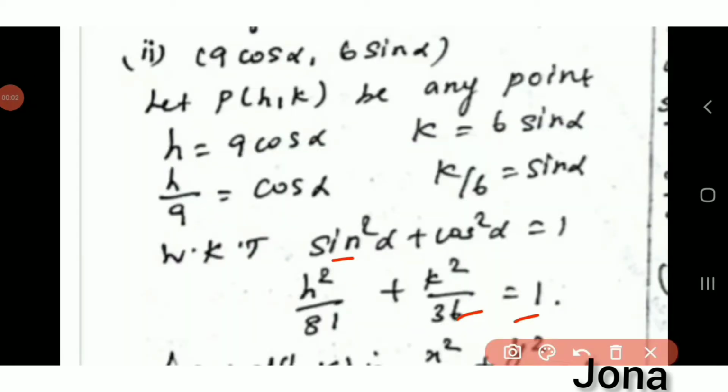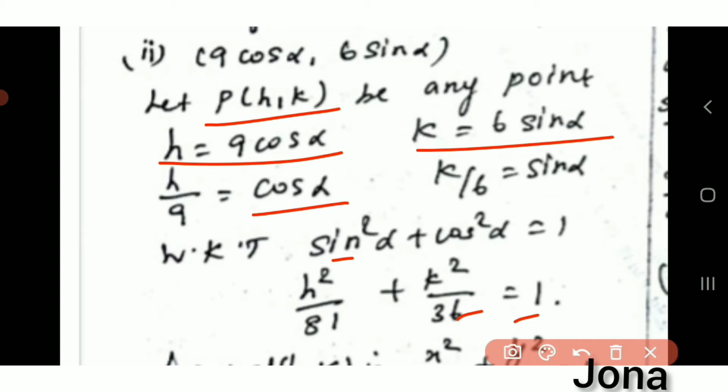First problem, second division. We want to find the locus of 9 cos alpha, comma 6 sin alpha. So, we want to keep this as P of H, comma K. So, H is 9 cos alpha and K is 6 sin alpha. From this we can have the value of cos alpha is H by 9 and sin alpha is K by 6. We know the identity sin square alpha plus cos square alpha, that is nothing but H square by 81 plus K square by 36 equal to 1.